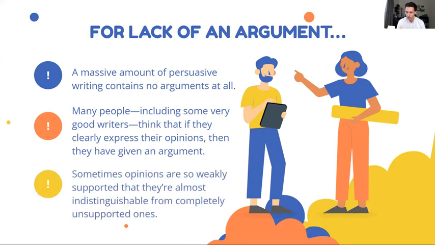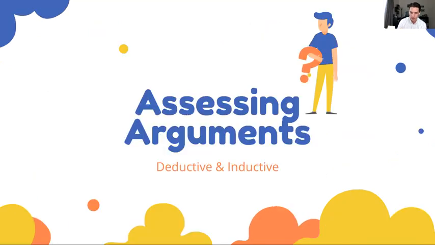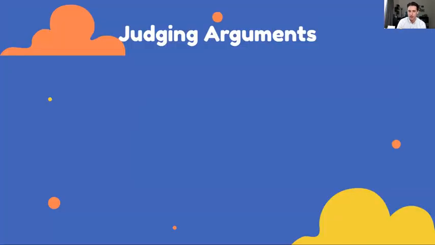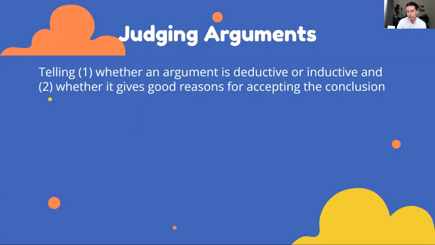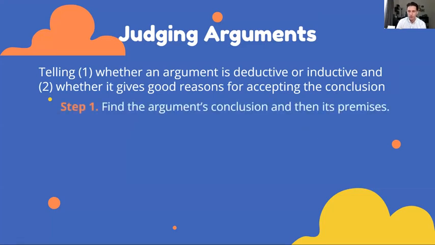A bunch of opinions strung together does not constitute an argument by definition. Sometimes opinions are so weakly supported that they're almost indistinguishable from completely unsupported ones. So we have to be good about assessing whether there's actually an argument there. Okay. One process that the book mentions that I think is good, step one, find the conclusion.